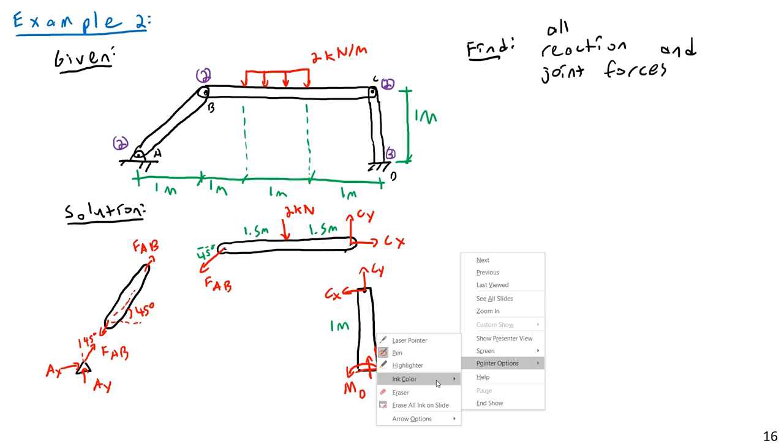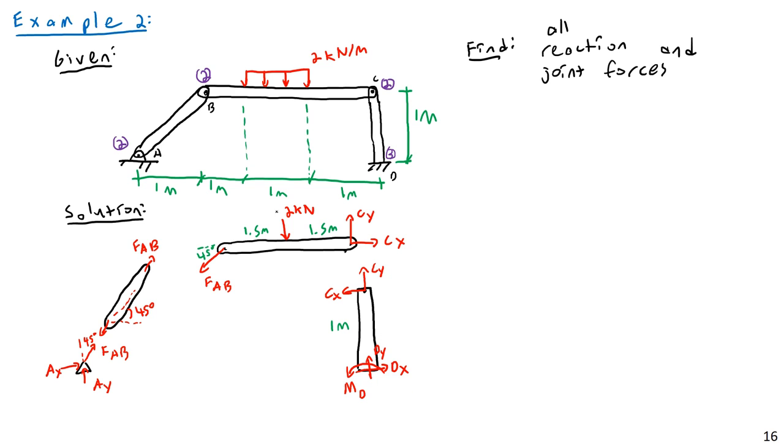So I'm going to start doing equilibrium on member BC here. I'm going to start by doing, I think, a summation of moments about joint B. The benefit of that is that CX and FAB both pass through that point, so the only unknown will be CY.